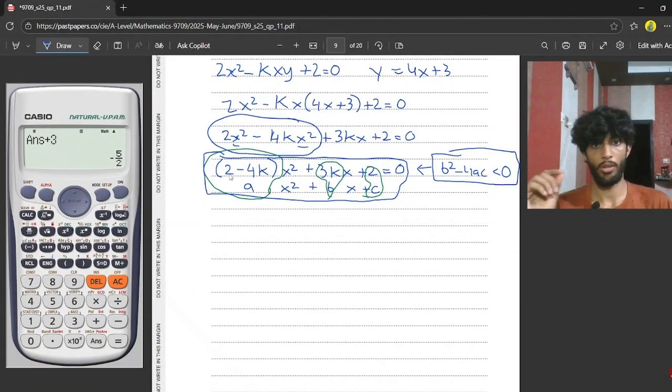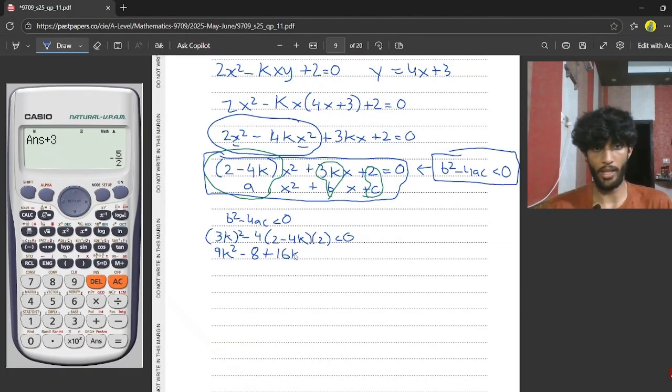Okay, so we need to say b squared minus 4ac is less than 0. What is b squared? b is 3k, so it's going to be (3k) squared minus 4 times a, which is 2 minus 4k. And then c is just 2. All of this has to be less than 0. So (3k) squared is going to be 9k squared, minus 4 times 2 is 8.